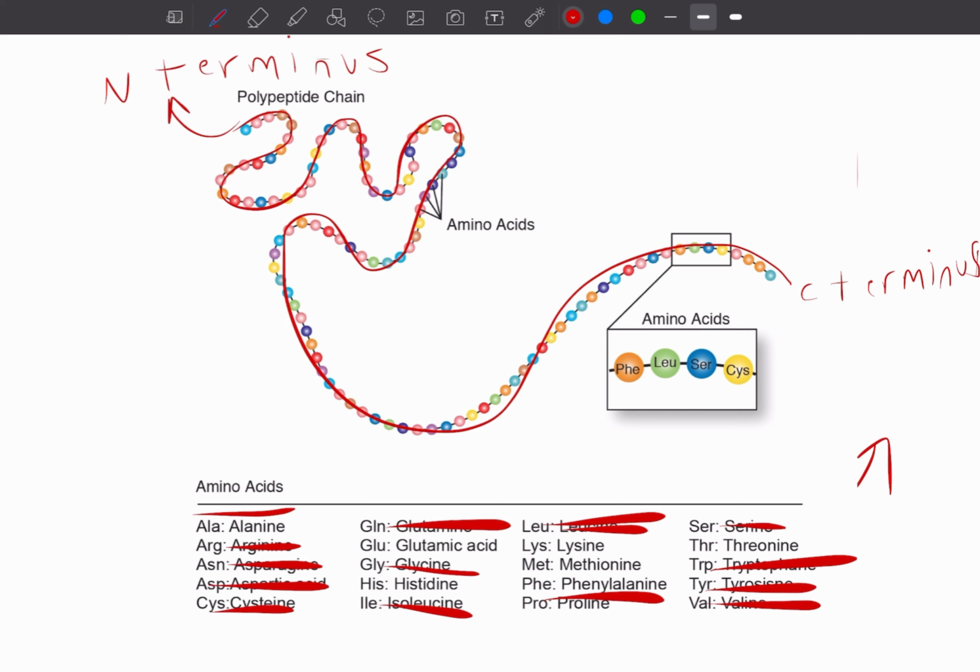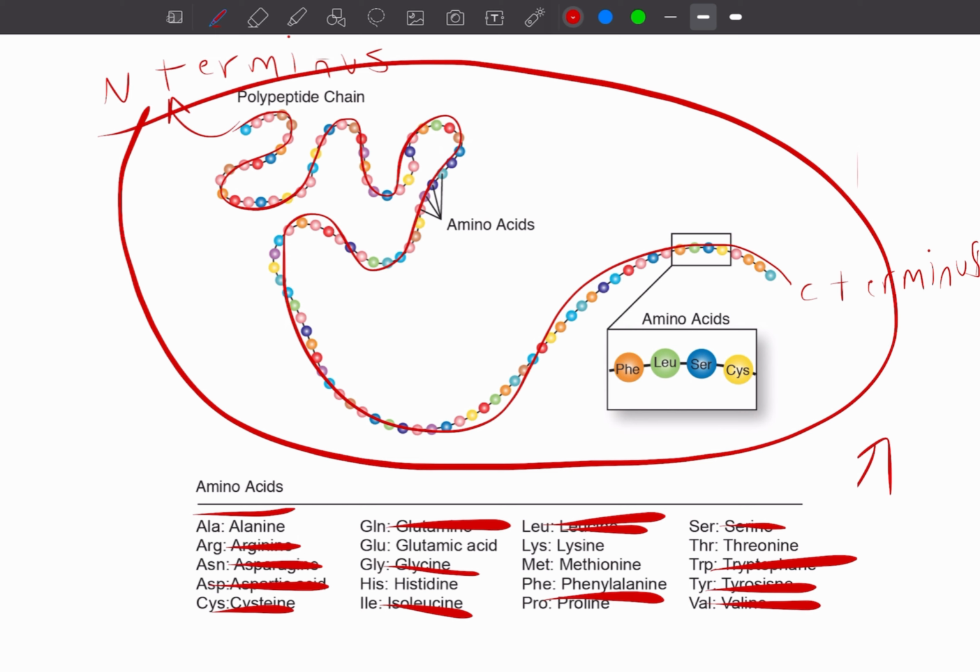And again, to recap the recap, we do have proteins, large macromolecules made up of something called amino acids. Amino acids are then held together by something called peptide bonds. These peptide bonds form through a dehydration reaction where a water is released and a peptide bond is formed. These amino acids can then form many more peptide bonds and form a polypeptide chain.